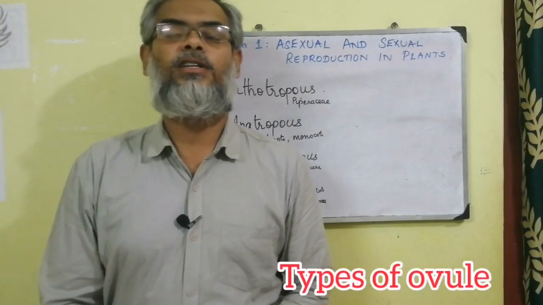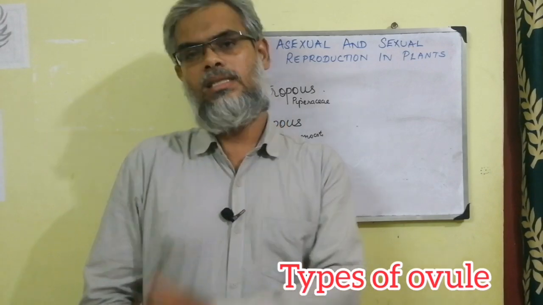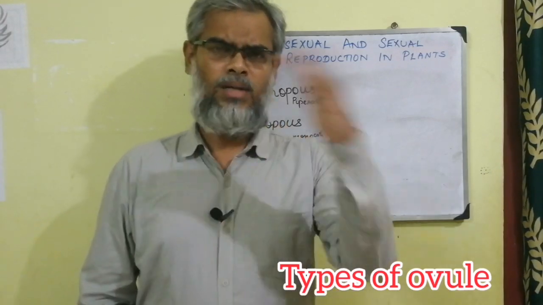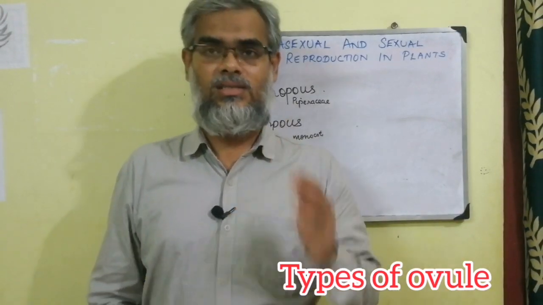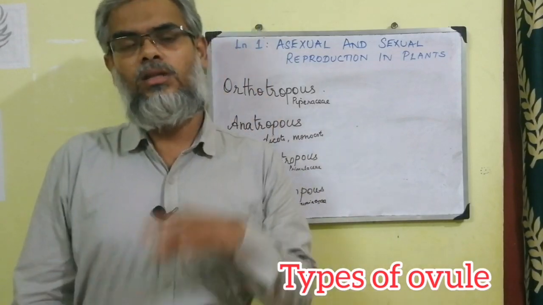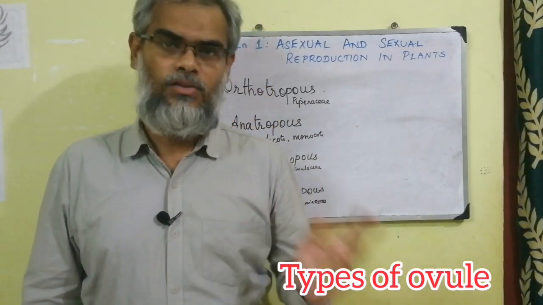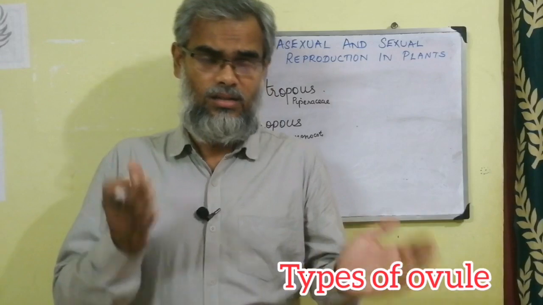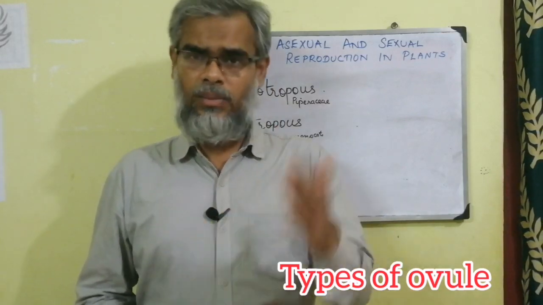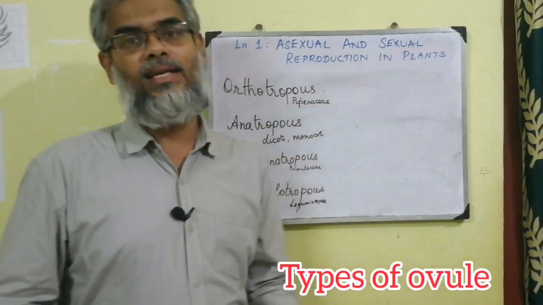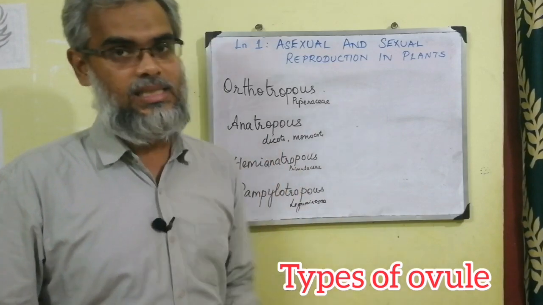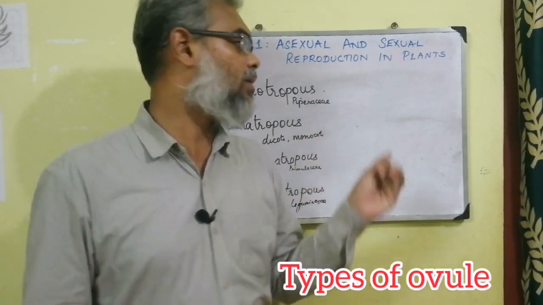Ovule is classified into major 6 types. So major 4 types plus 2. So 6 types based on the position of micropyle, funicle and how they orient. So depending upon everything, they are classified into major 6 types. Okay, let's discuss one by one.